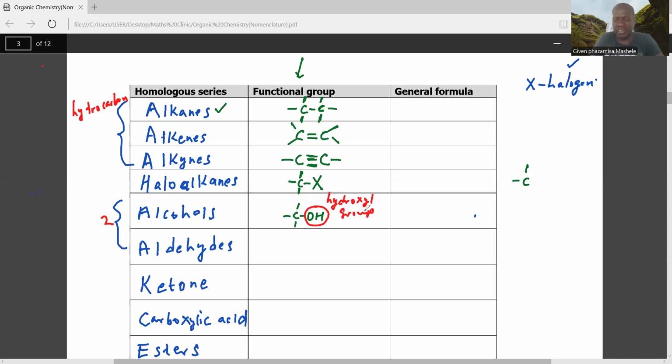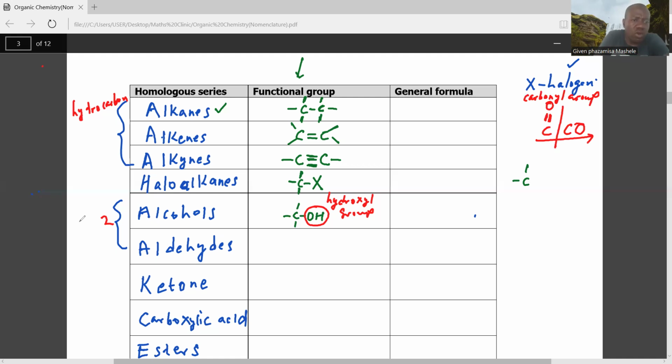Right. Then lastly, ladies and gentlemen, I want to show you something very important. We have a group which is called the carbonyl. This is called the carbonyl group. If it's like this, we can also just write it as CO. So this is called the carbonyl group. I want to talk about this so that you can understand. It's very important.